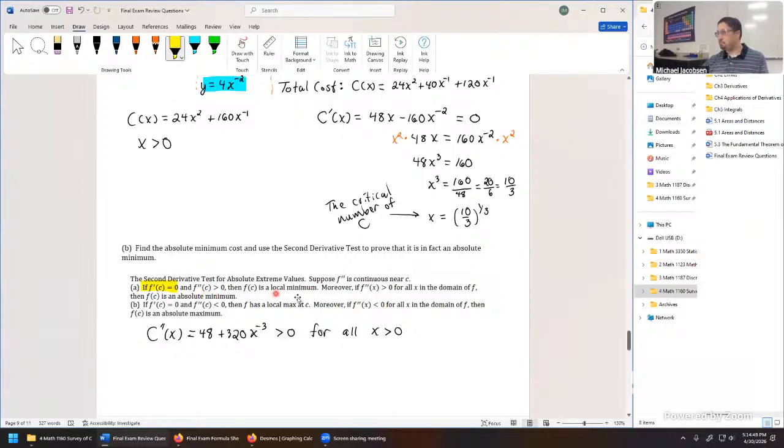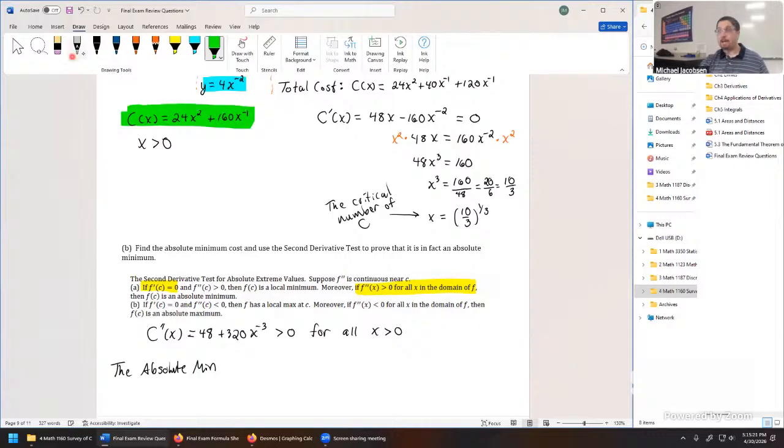we have a local minimum, but we're jumping to this part. If the second derivative is bigger than 0 for all x in the domain of our function, that's the domain, all positive numbers, and yeah, in that same domain, it is always positive, you get an absolute minimum. So that's what our conclusion is going to be now. The absolute minimum, take this function. We want to find the absolute minimum cost. So we're going to go C at, plug in the critical number, 10 thirds to the power 1/3.